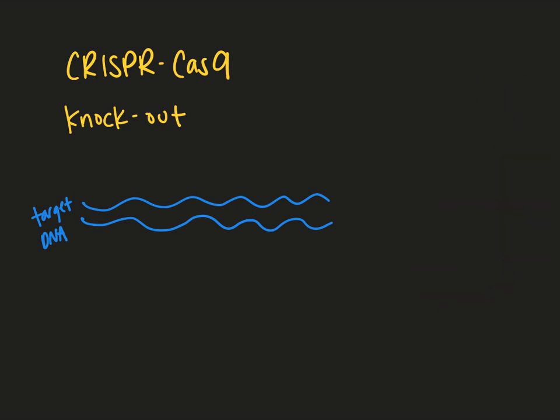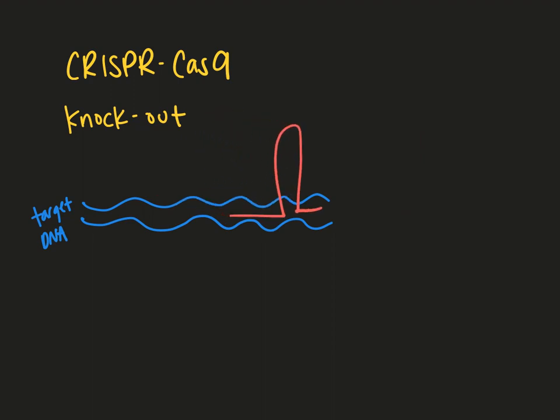So let's start our CRISPR experiment. We have our targeted DNA and we add a single guide RNA that is going to specifically recognize a particular place in the genome. We're really hoping that there are no off-target effects.